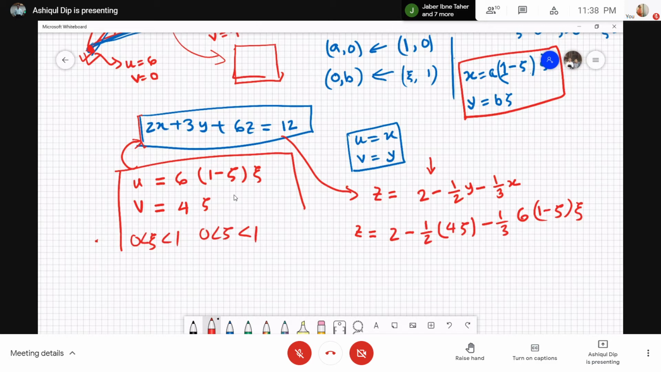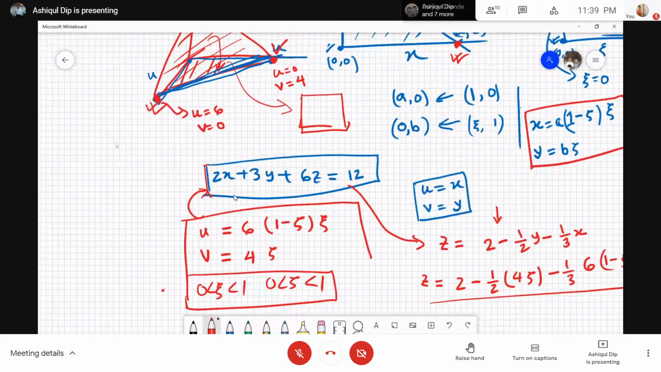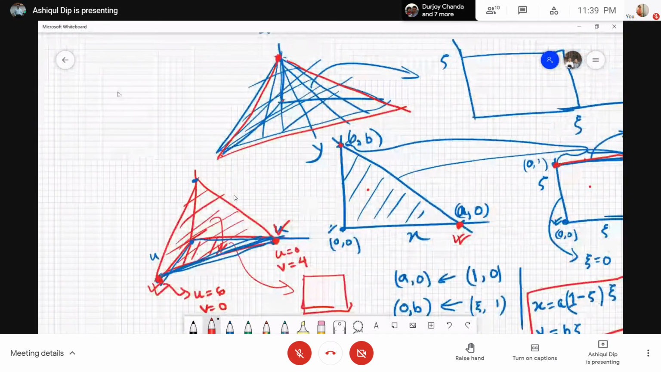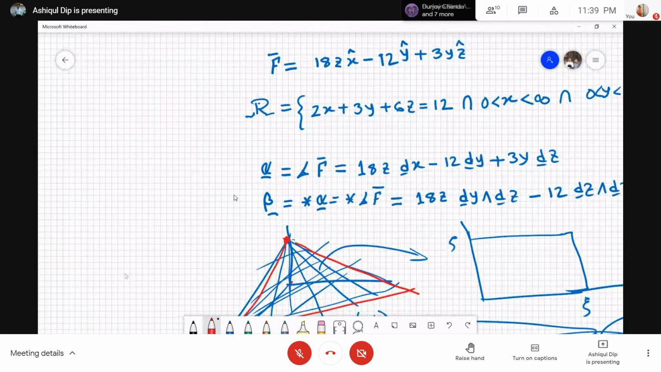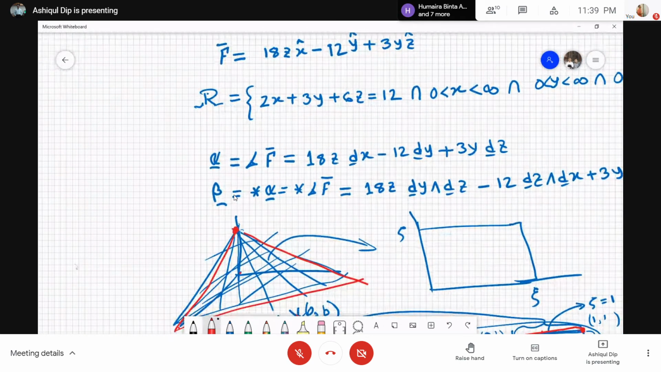That's how we have handled this thing. So now we are ready actually. Our surface is confined to this, and the surface equation is this, and we just write x, y, and z in terms of xi and zeta. That's all. Okay, so now we have our parameterization, we have our field. So now we are ready to actually integrate.